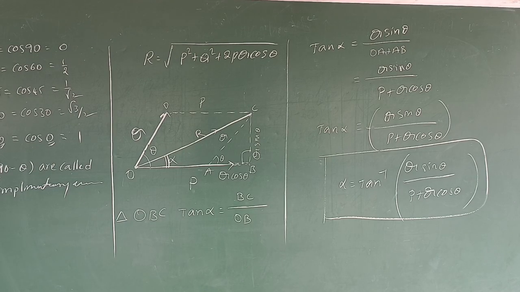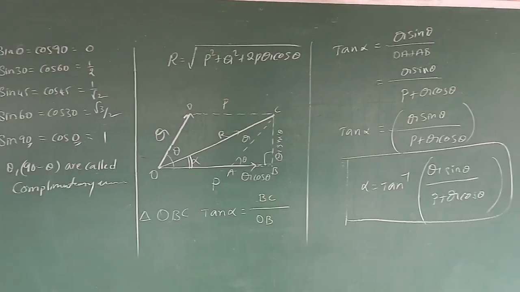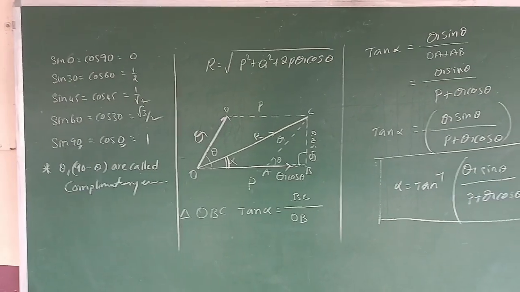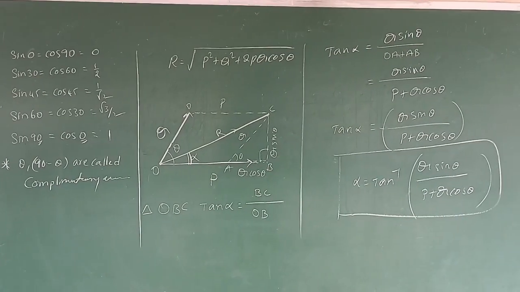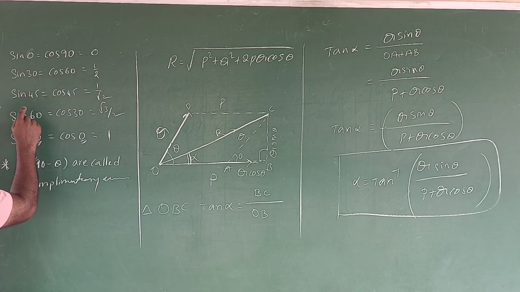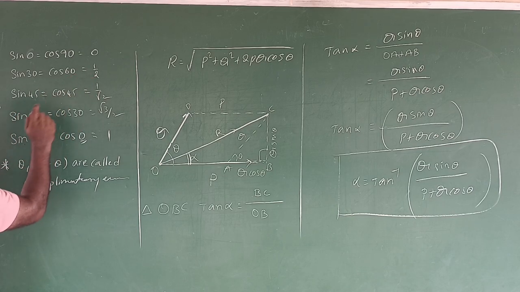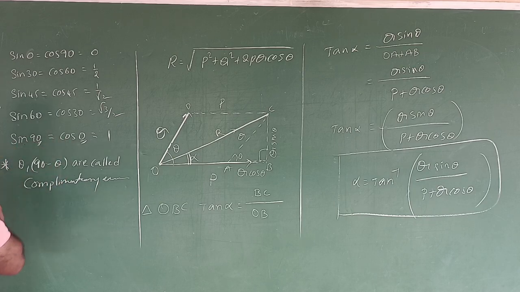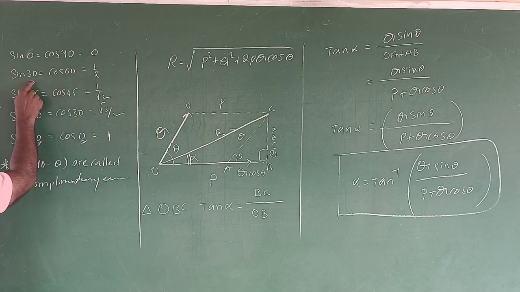Now I think you are getting this. Once again, I will read this. Sin 0 is equal to cos 90. Sin 30 is equal to cos 60. Sin 45 is equal to cos 45. Sin 60 is equal to cos 30. Sin 90 is equal to cos 0. Observe these values: 0 and 90, 30 plus 60, 45 plus 45, 60 plus 30, 90 plus 0.